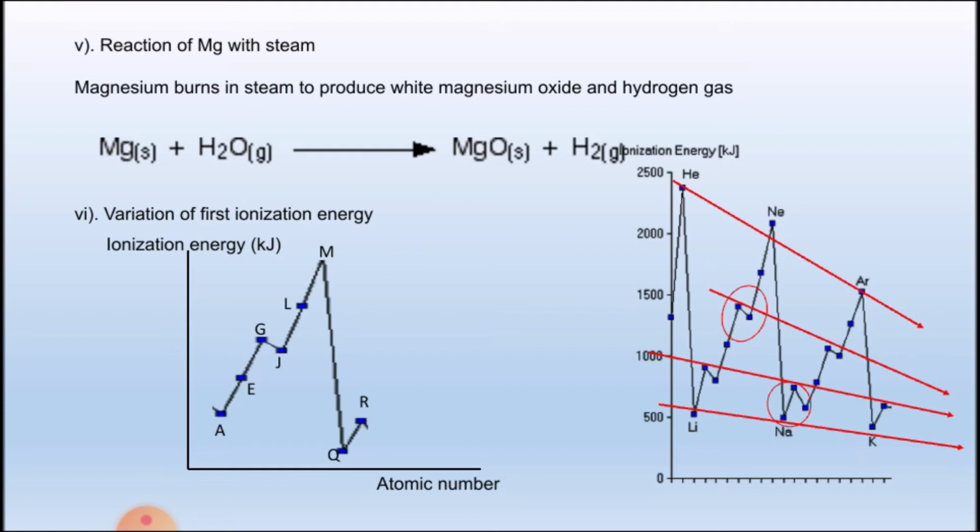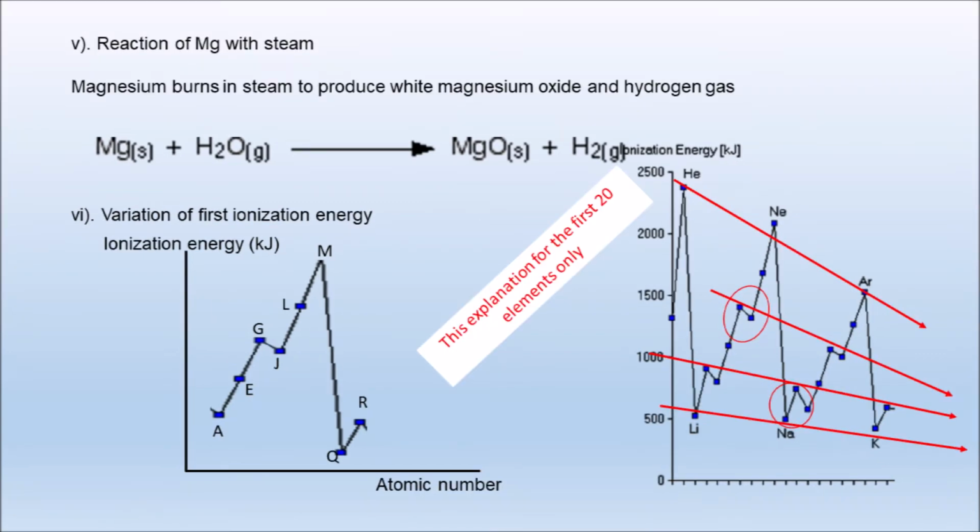And this is the answer. So keep that in your mind. Group 8 has the highest first ionization energy, and helium is the element with the highest first ionization energy, and group 1 has the lowest first ionization energy, where potassium has the lowest first ionization energy.